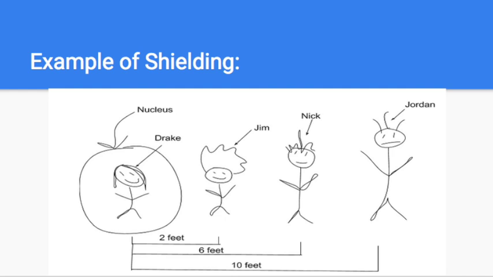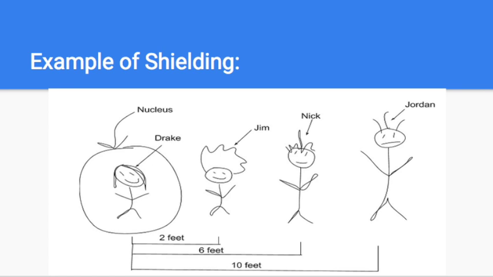Though, as you move farther away to Nick, Drake has a harder time trying to talk to him rather than Jim. The attraction between Drake and Nick is weaker because Nick is farther away, resulting in Drake having a hard time hearing Nick. Lastly, Jordan is the farthest away from Drake, so he has the hardest time trying to talk to him. He's so far away that Drake has to shout to keep the conversation going.